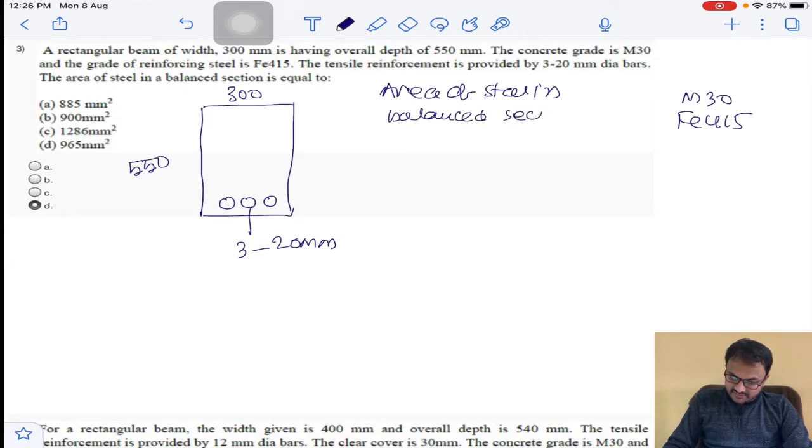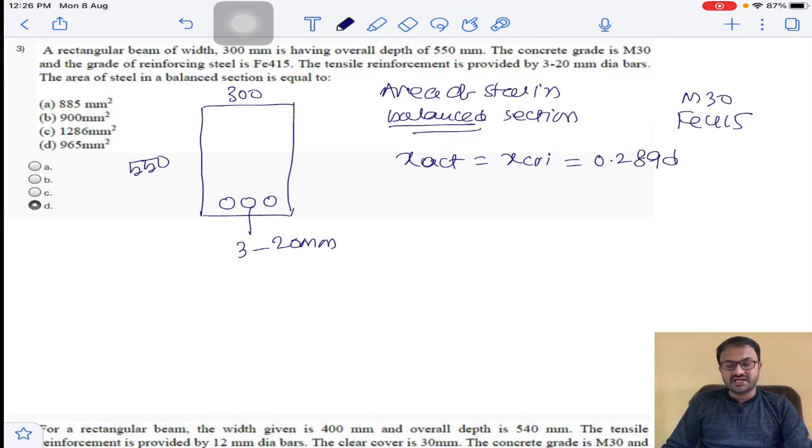Okay, first of all, what is balanced section? When the actual depth of neutral axis is equal to the critical depth of neutral axis, then we say x actual is equal to x critical. For Fe 250 critical depth of neutral axis is 0.289 D. These values I have explained in the reinforced concrete design, DRCS subject. So first of all we will calculate small d.